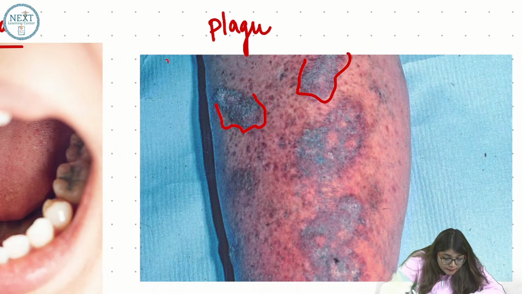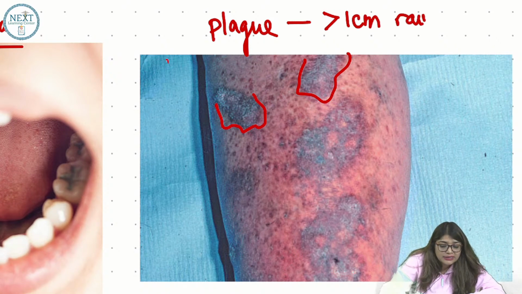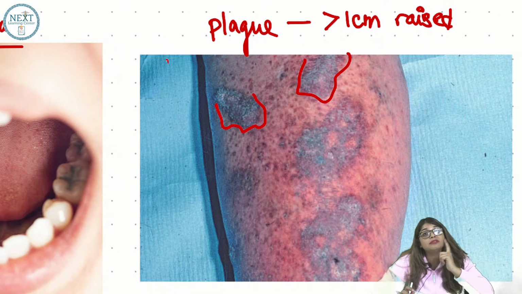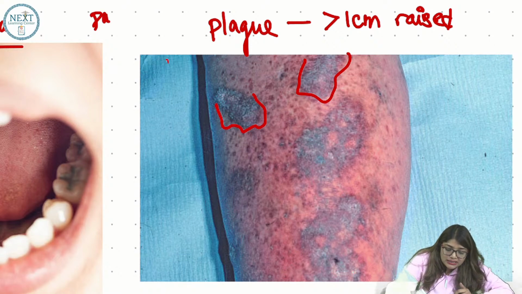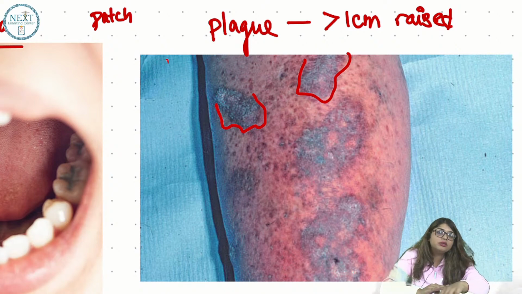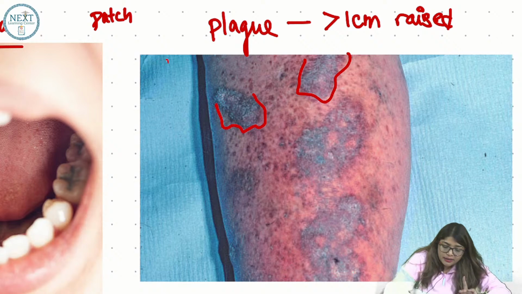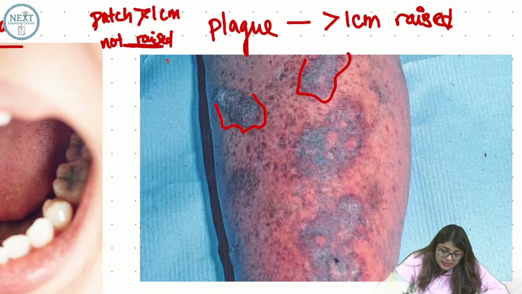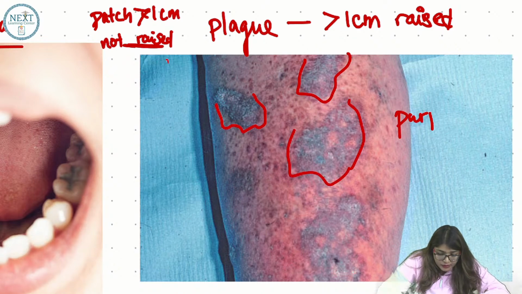This is a plaque. What is a plaque? It is a lesion that is more than 1 centimeter, and it is raised. Okay, 1 centimeter raised lesion. So your pimple, you know your pimple is a raised lesion. It comes out on your skin. What about a patch? A patch is like a birthmark. Have you seen your birthmark? Is it raised? No. It is just there on the skin. It is kind of pigmented. So this is more than 1 centimeter, but not raised. It is flat. Yes, very good. So this is your plaque. It is purple. It itches a lot. That's why it is pruritic.